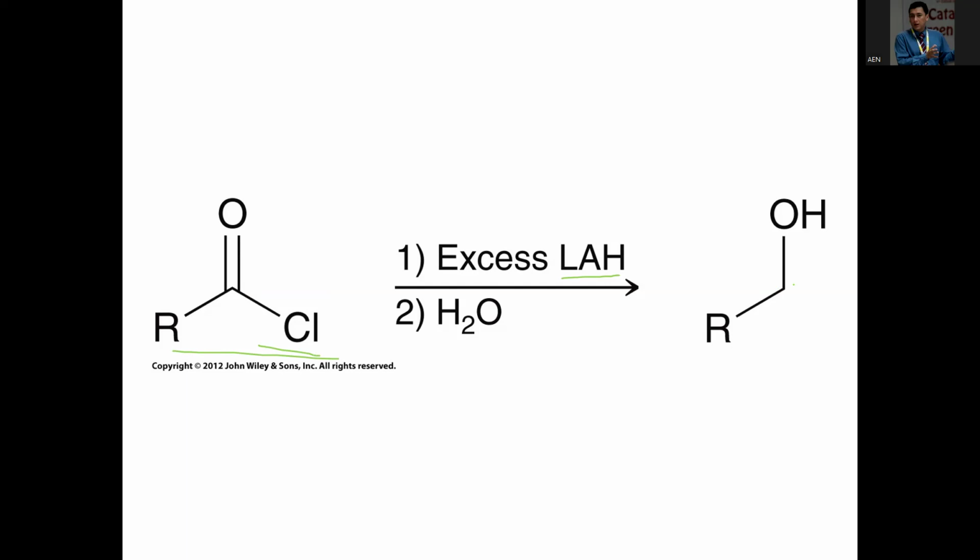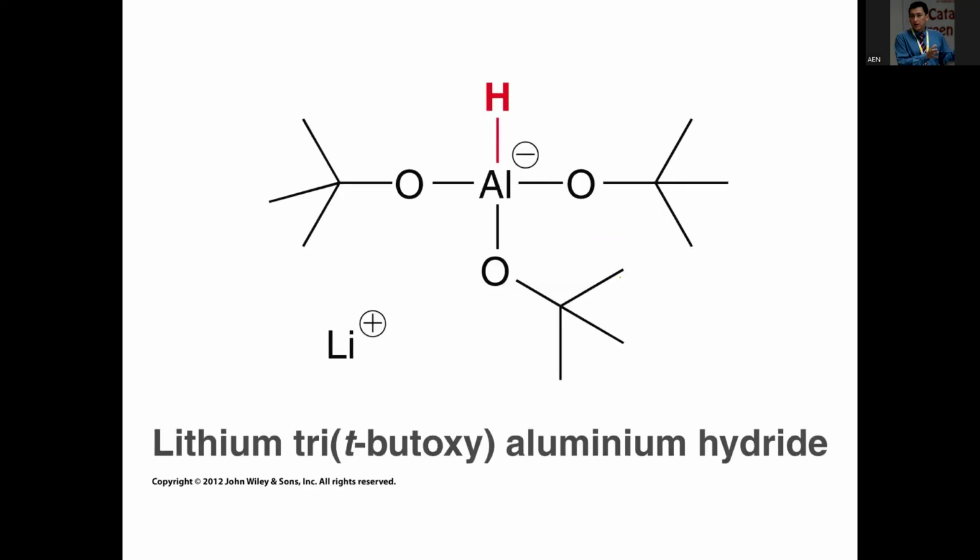If you want to stop at aldehyde, what you have to do is poison this or make the hydrides less available for the reducing agent. So you have to make the reducing agent weaker. How do you do that? Instead of using LAH, remember, it is aluminum with 4 hydrogens, with 4 hydrides.